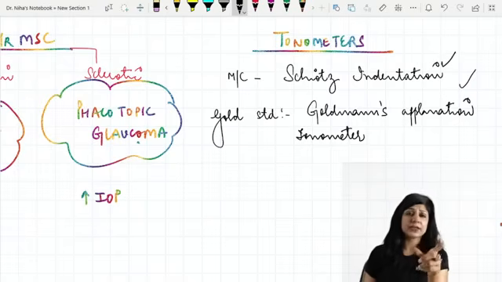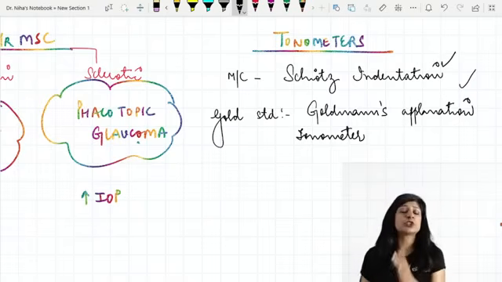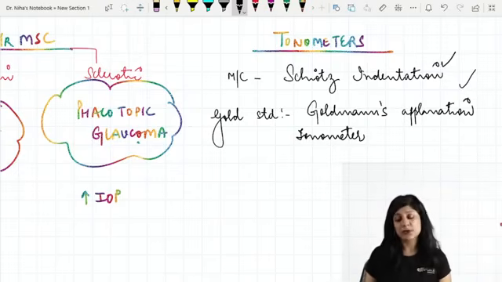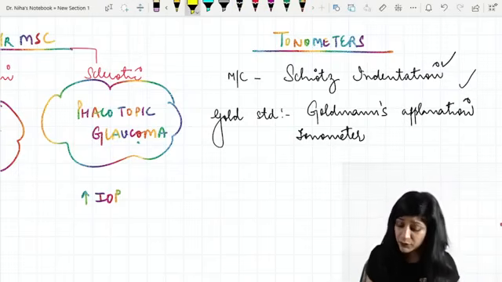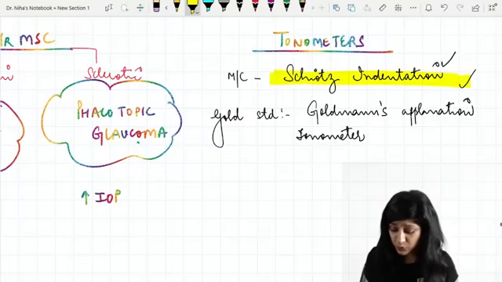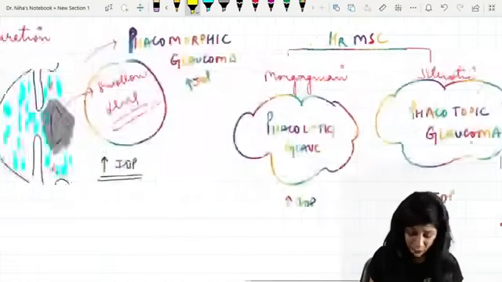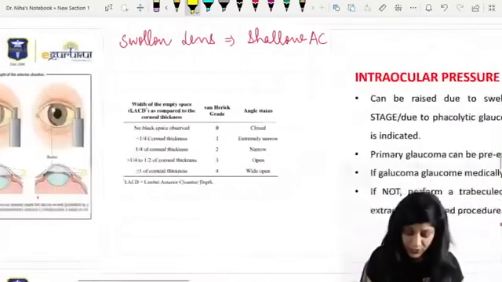and in my clinical videos I have shown you the full procedure also, how to measure the IOP by a Schiotz tonometer. So most commonly what we are using is the Schiotz indentation tonometer. In the gold standard we have got the Goldmann applanation tonometer. We'll be talking about its principle also, the Imbert-Fick law, in a case of glaucoma, right? Okay, so we have done with this.